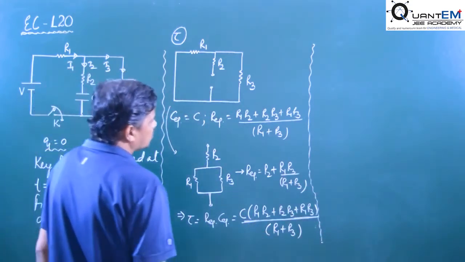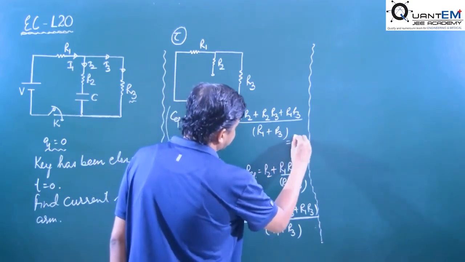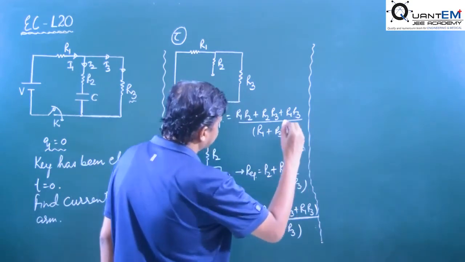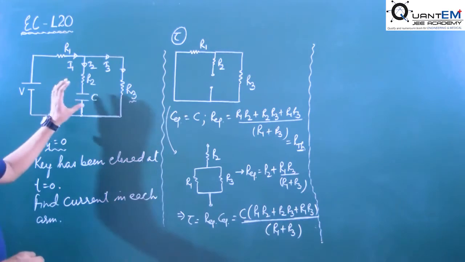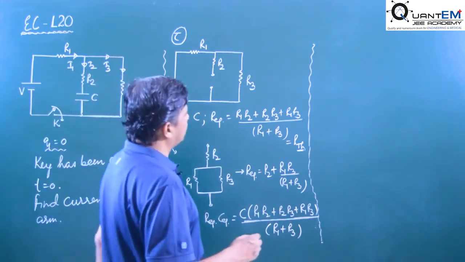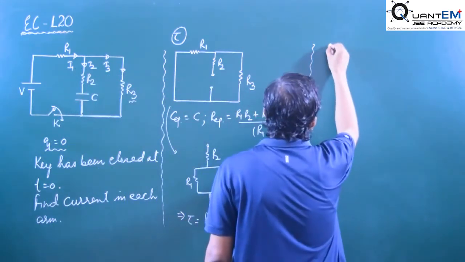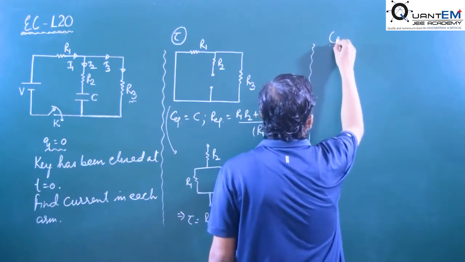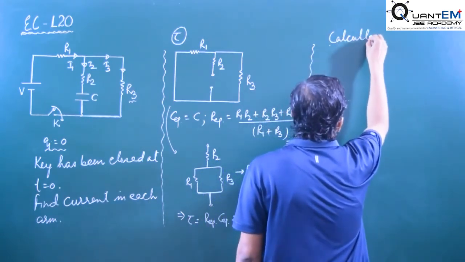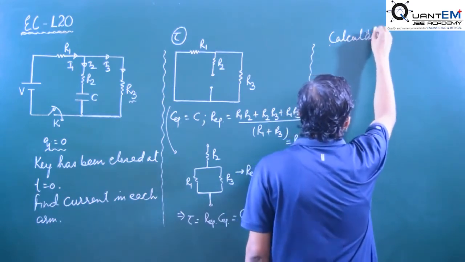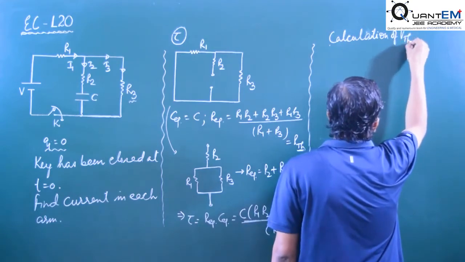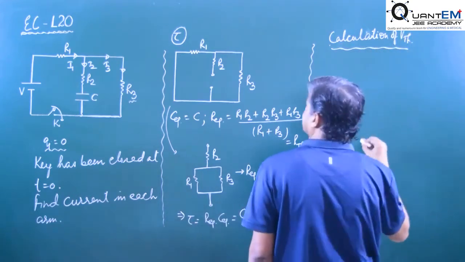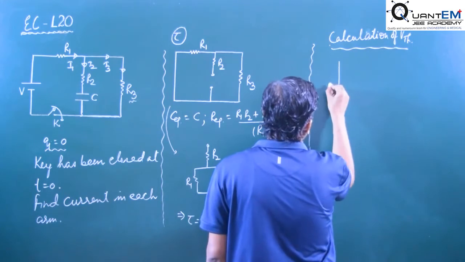This R equivalent is also called the Thevenin's resistance. I have discussed in the previous class. Now we come to the calculation of the Thevenin voltage. So how to get Thevenin voltage? Now see, we take a steady state circuit. We have to do calculation of VTH, Thevenin voltage.